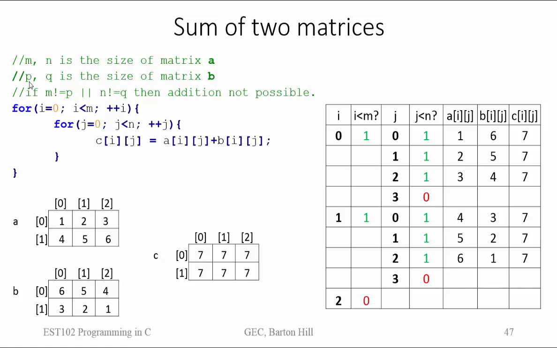That is, M should be equal to P and N is equal to Q. Then only addition is possible. Otherwise, addition is not possible. For finding out the sum of the matrix, we can just use these two for loops.